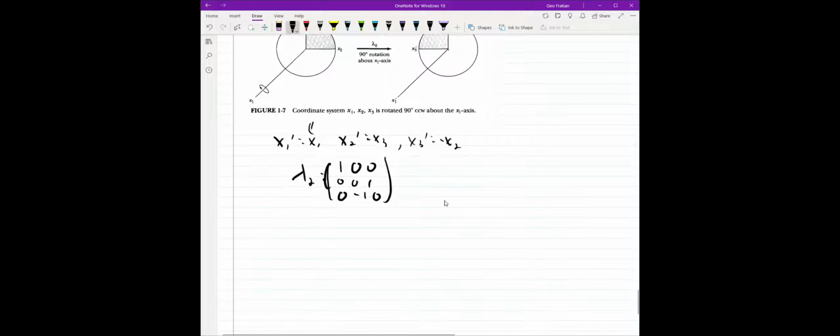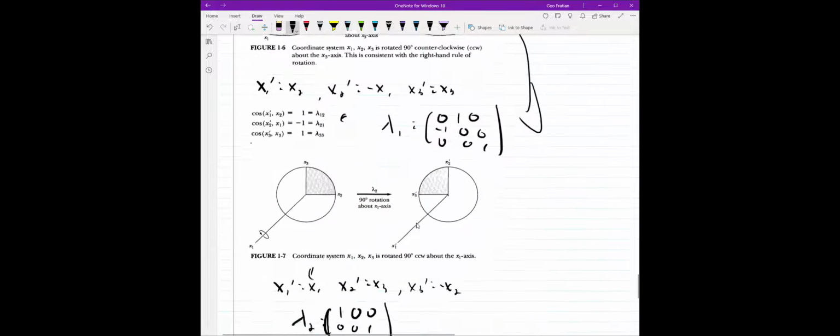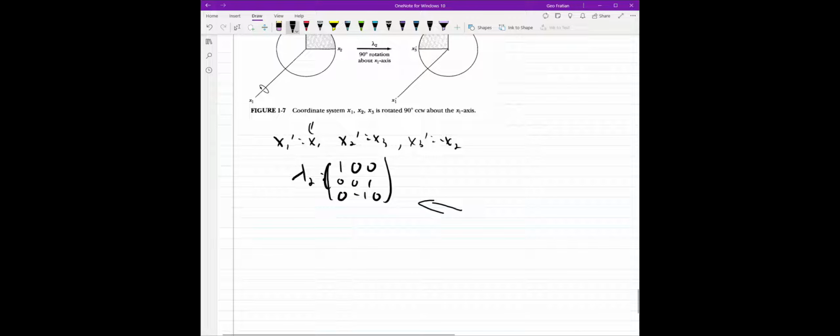How can we just get to this result over here directly from here? Well, let's think about it. We know that x prime is equal to lambda 1 x. These are our matrices again. x double prime is equal to lambda 2 x prime. So then x double prime is equal to lambda 2 lambda 1 x. In other words, you can just multiply the rotation matrices together.